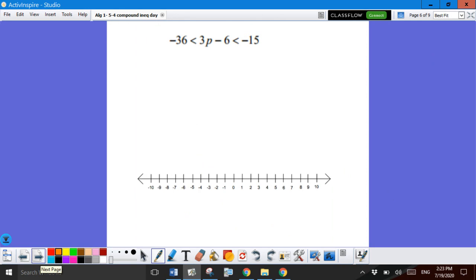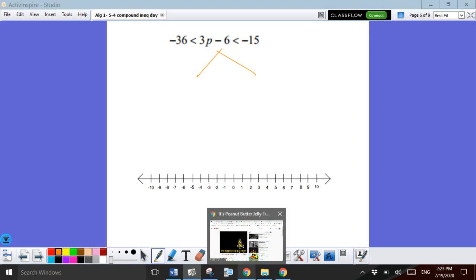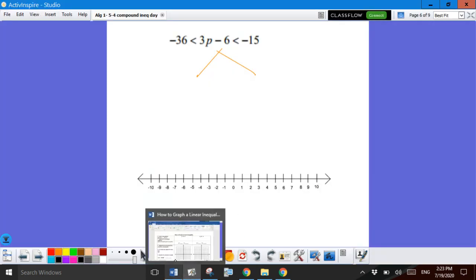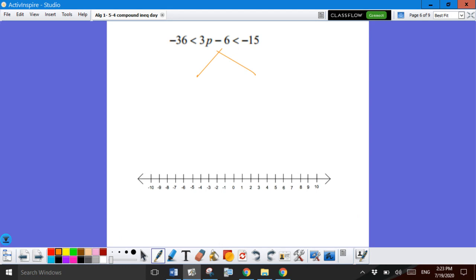All right, go ahead and hit pause and see what you can do with this one and see if you can graph it. Get your inequalities, get your two equations, graph it, and then come up with your final answer.